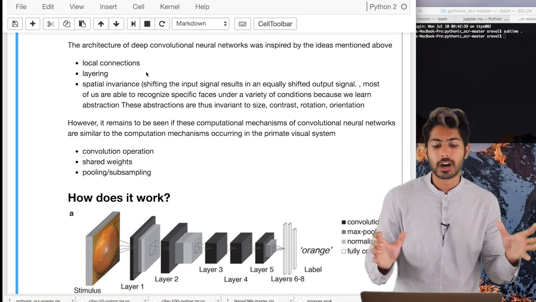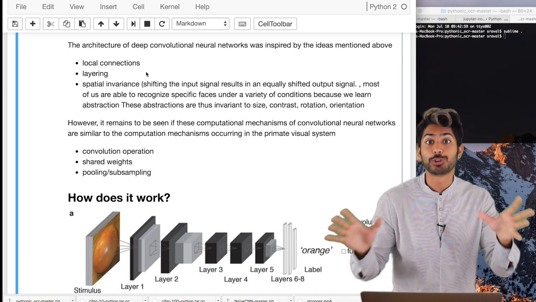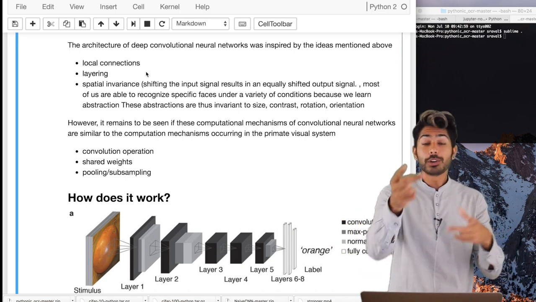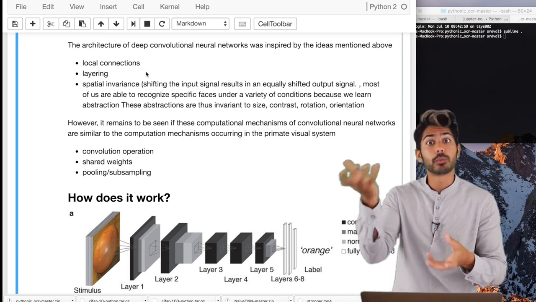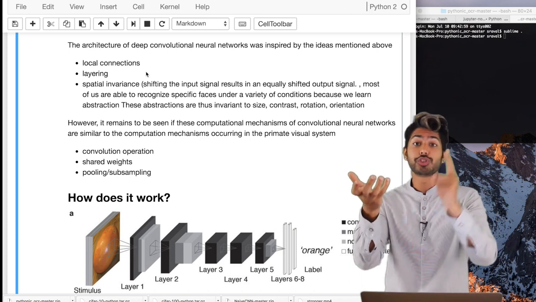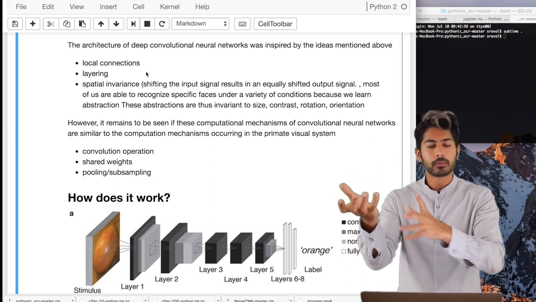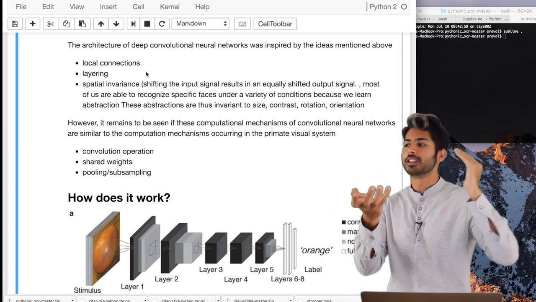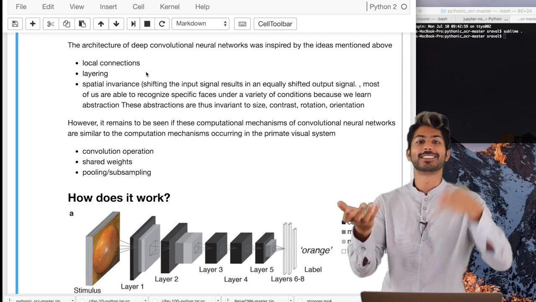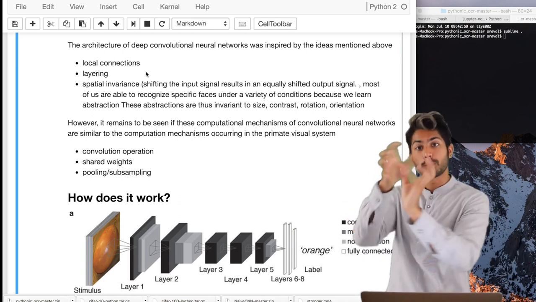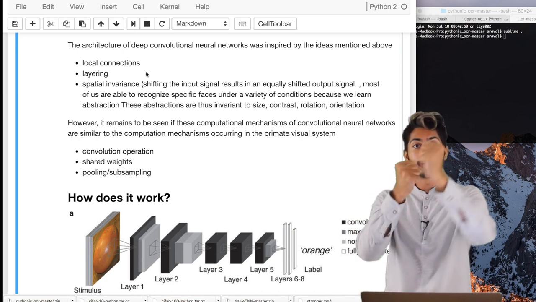And spatial invariance. What does this word mean? It means that whenever you or I detect something, let's say we're detecting a shoe, if you see a shoe, you know it's a shoe. If it's a Yeezy, if it's an Adidas, whatever it is, you know it's a shoe. It could be shaped this way or this way, it could be rotated or transformed.